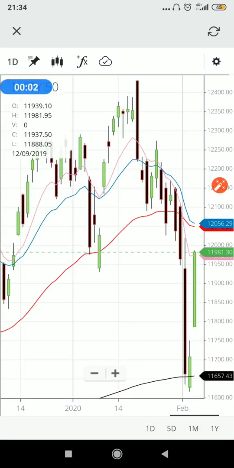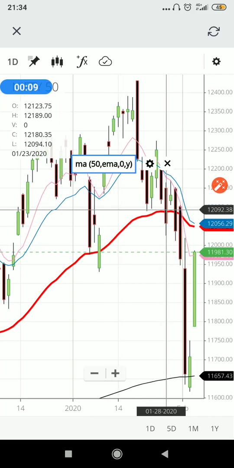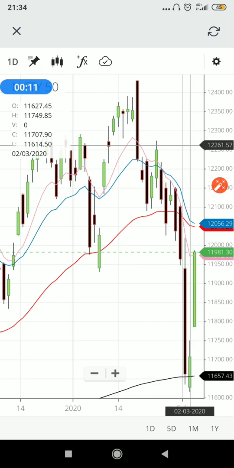Hi friends, this is the update for Nifty for 5th February. So first let's have a look at the chart, then we'll have a look at FNO data and we'll try to devise the plan for tomorrow.